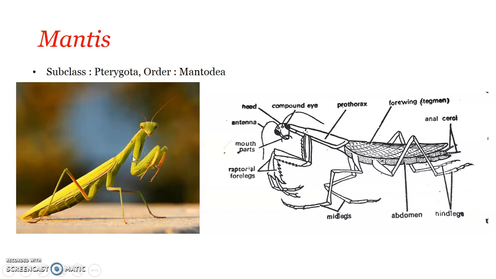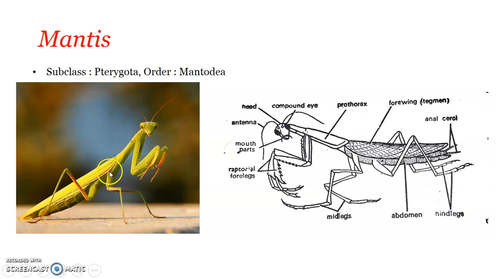Body, it is very elongated, and this is the head. The body is divided into the head region, and this much is the thoracic region. The first thoracic segment, the second and the third, and the abdominal segments without any appendages. And the first thoracic segment in all the insects is known as prothorax.